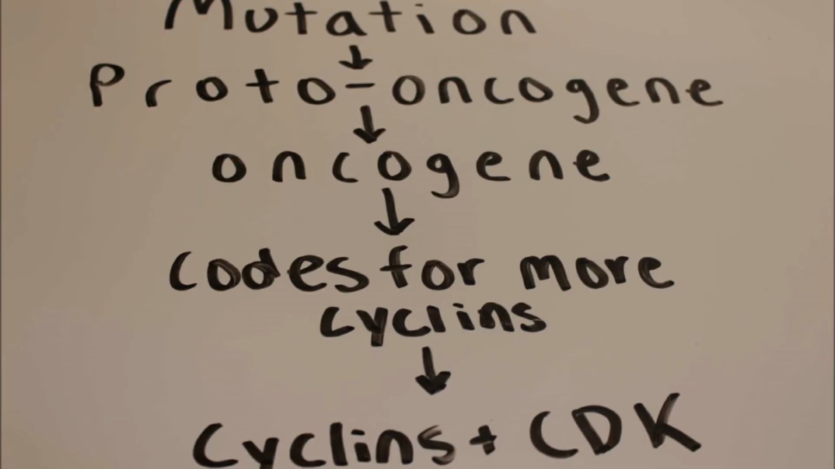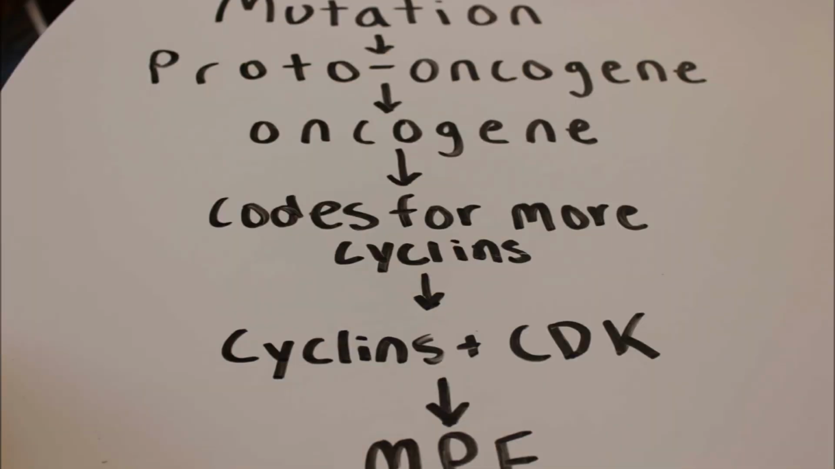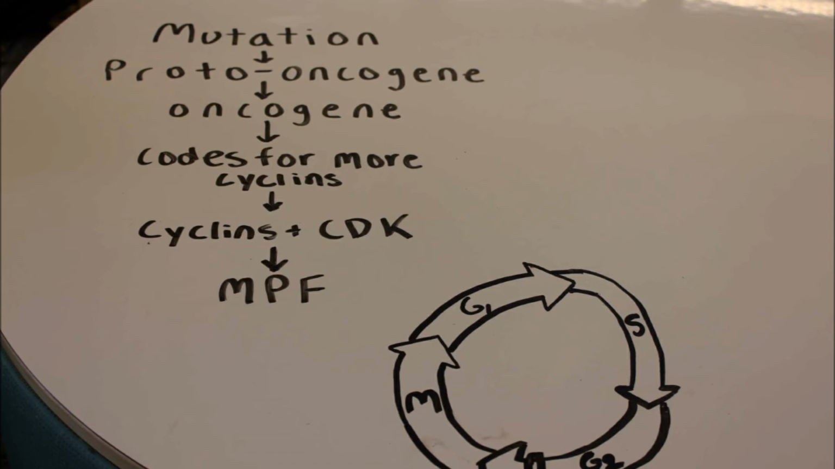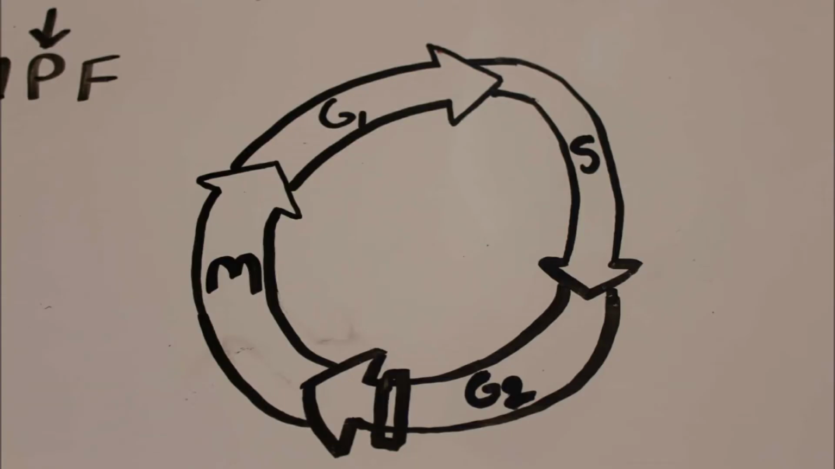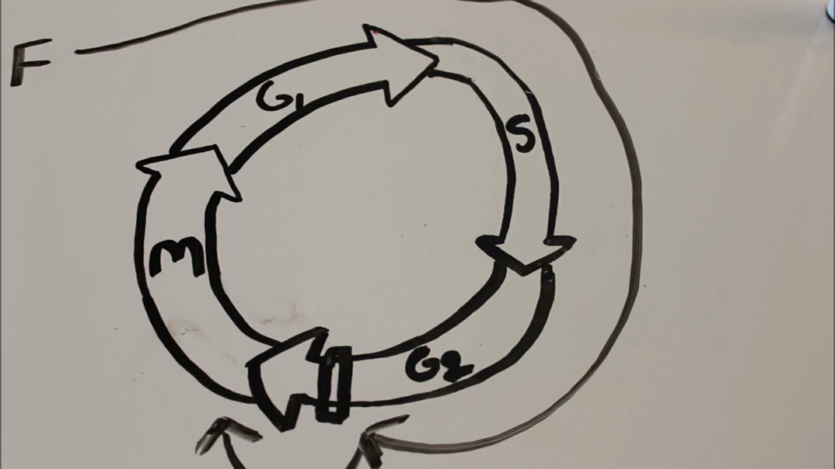Cyclin proteins bind with cyclin-dependent kinases, or CDKs, creating MPFs, or maturation-promoting factors. These MPFs allow the cell to pass the checkpoints in the cell cycle. When you have too many cyclin proteins created by the oncogenes, the number of MPFs rise, allowing the cell to repeatedly pass the checkpoints, thus sending the cell cycle out of control.